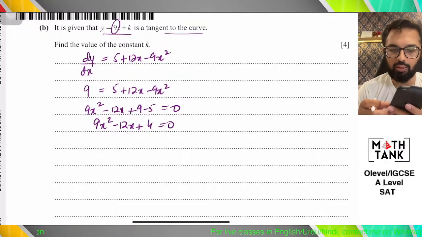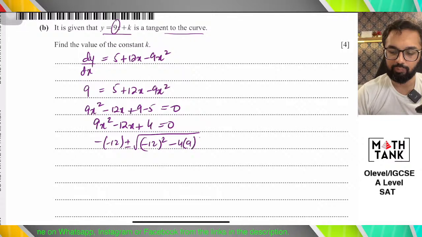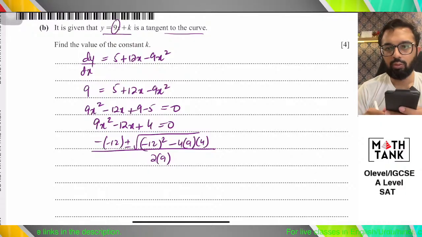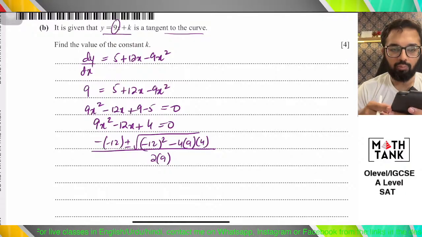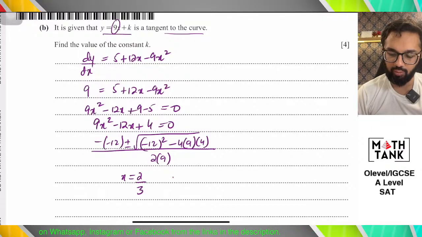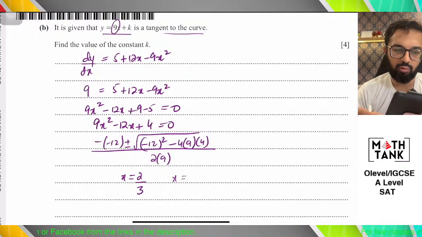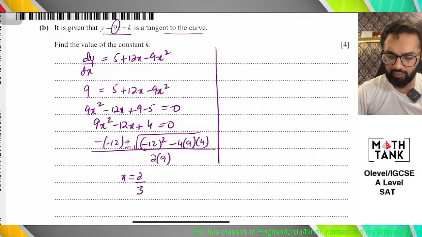Okay, so what I can do is, let's first quickly find this. Again, I'm going to do minus b plus minus root of b square minus 4ac. Nine, minus 12 and 4. 2 over 3, or just one answer. That's 2 over 3. Okay, so that makes it obvious that it's a tangent. So x equals to 2 over 3.